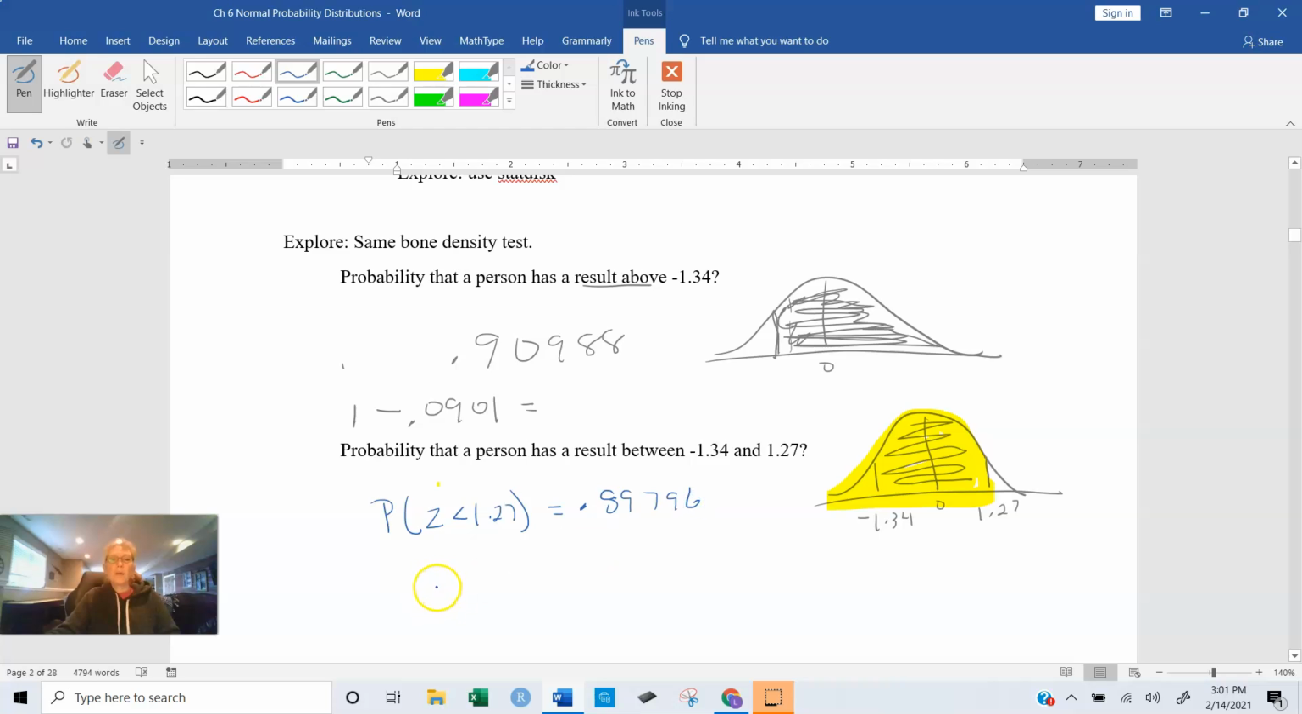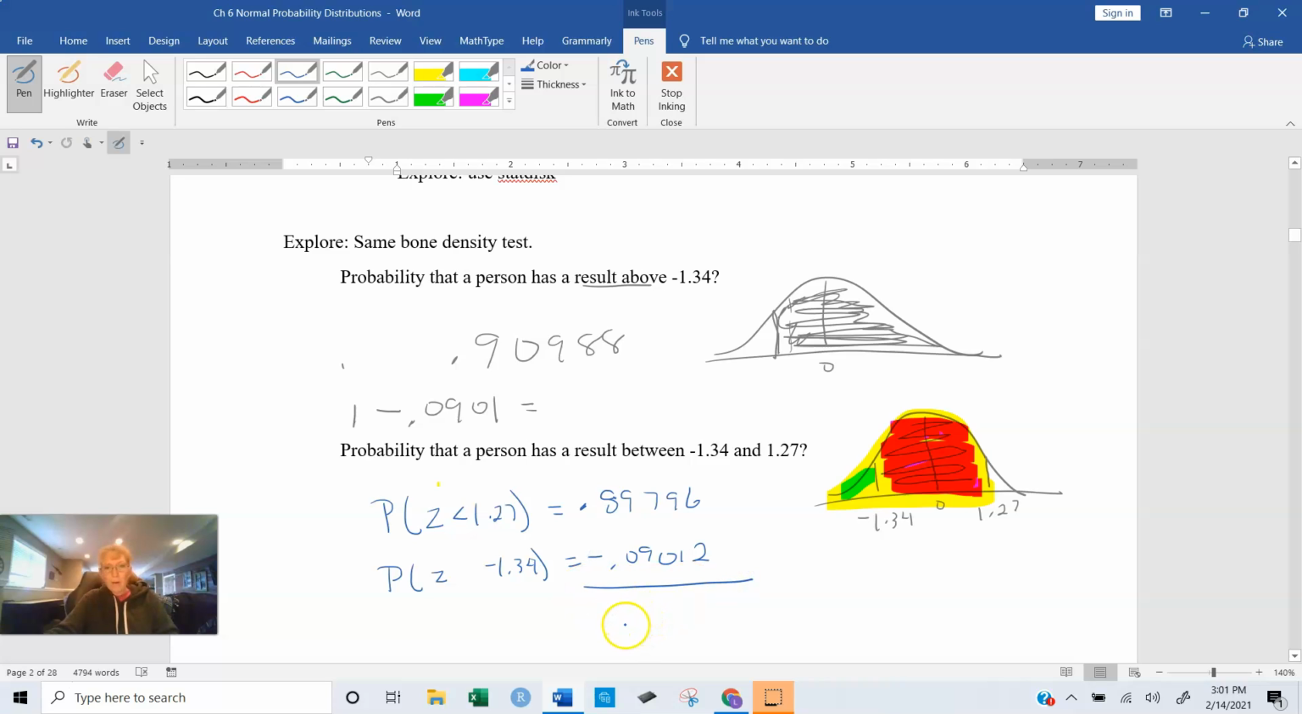Okay, pause and do your negative 1.34. Now, this time we also want less than negative 1.34, which is 0.09012. The reason we want both is that we're going to take the probability of the 1.27, and we're going to subtract this part out. Once we do that, it's going to leave us with just this area in between, which is what we want. So we need to subtract those two.